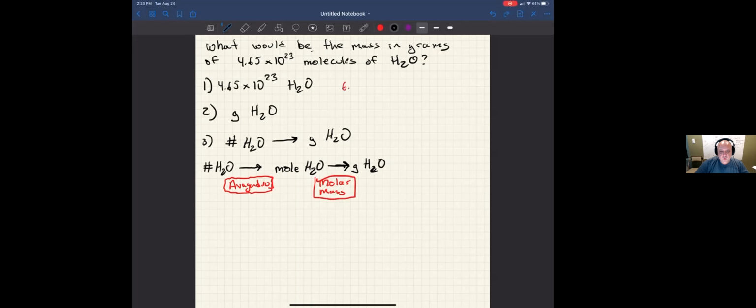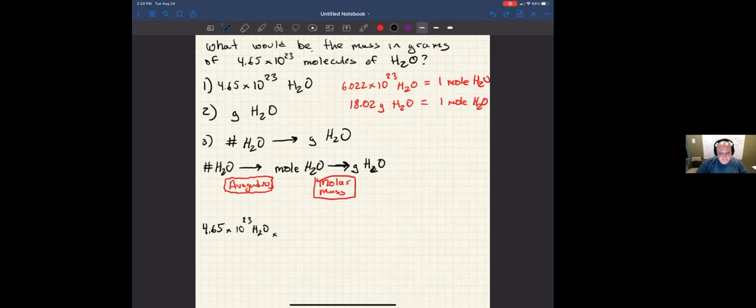And so the 2 equalities that I'll use to establish those per expressions, those conversion factors, will be Avogadro's relationship, 6.022 times 10 to the 23rd water molecules is equal to 1 mole of water. And the molar mass, 18.02 grams of water, is equal to 1 mole of water. Now that I have it all planned out, I can start to solve the problem. 4.65 times 10 to the 23rd water molecules.